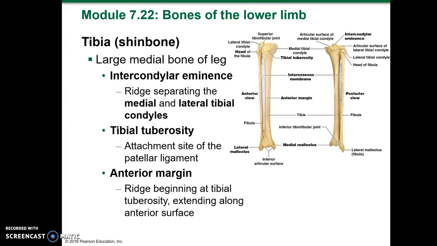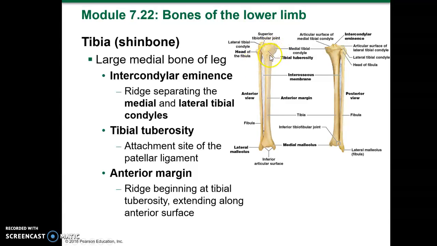Moving down the lower limb, this is large. The tibia is the large medial bone of the limb. Remember, we remember the size of bones by instruments. Tibia is more like a tuba. The fibula is more like a flute. We have an intercondylar eminence shown here. It's a ridge separating the medial and lateral tibial condyles.